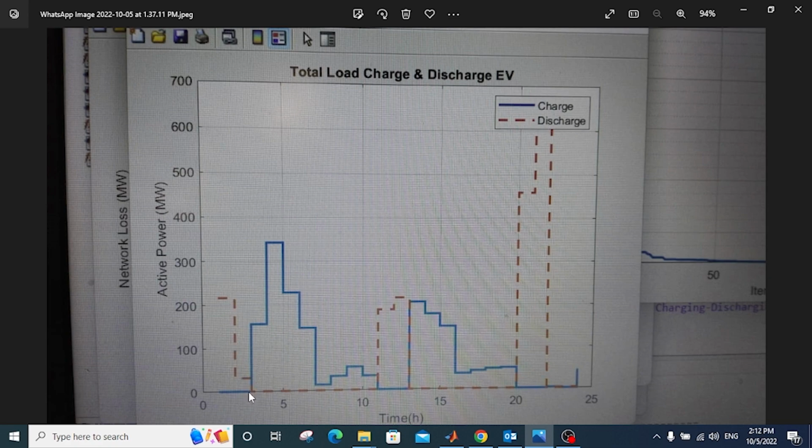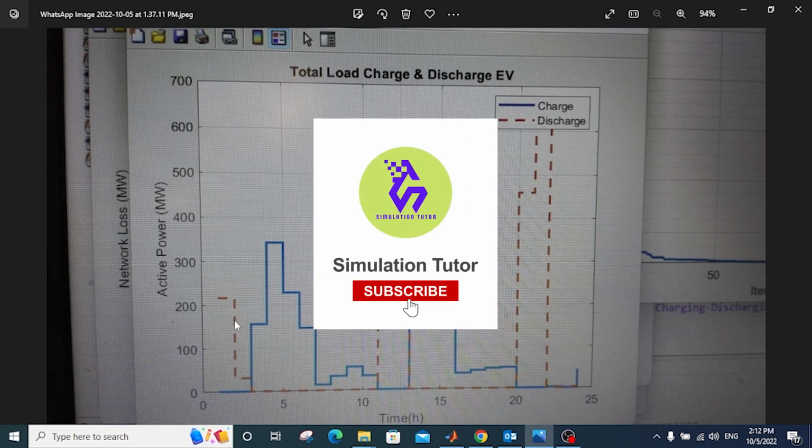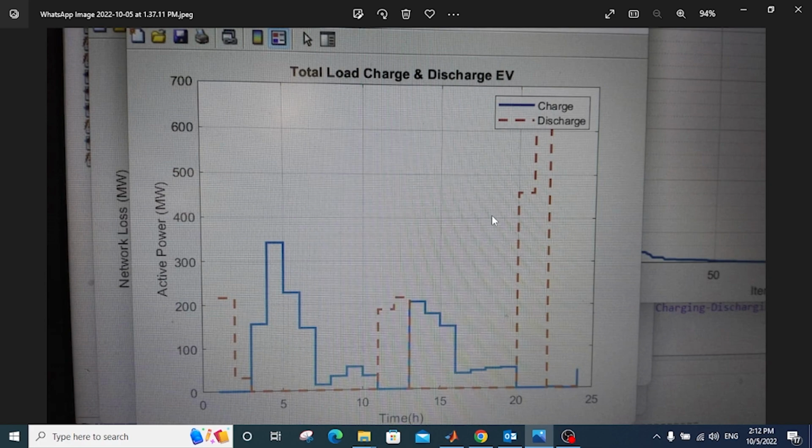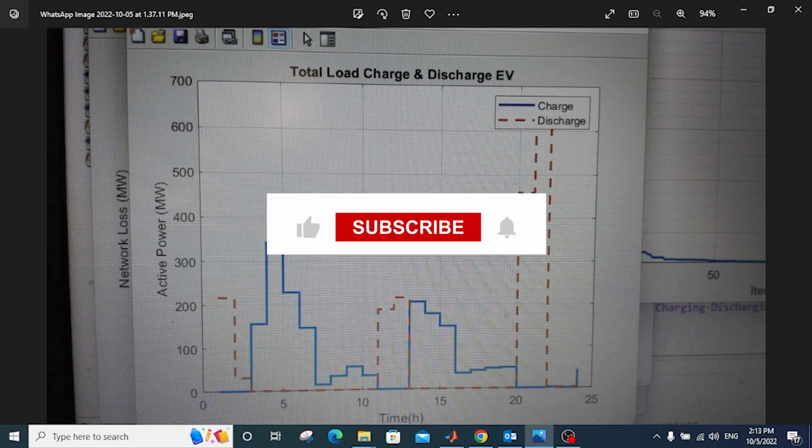As you see from this graph, it explains when the electric vehicle is charging, here and here and here. And where the electric vehicle is discharging, as you see here, is at the time of high load. The energy stored in the electric vehicle is discharged, as you see here, in 3 periods, and in the other periods the electric vehicle is in charging mode and charging from the grid.